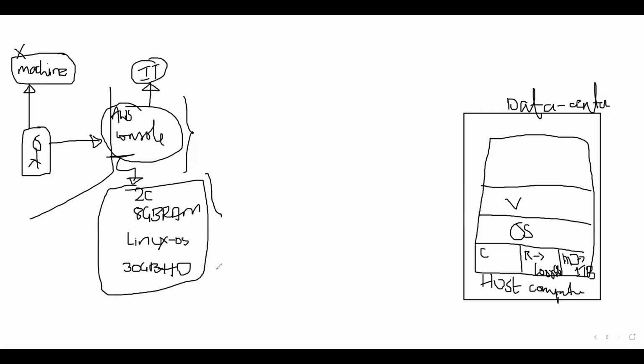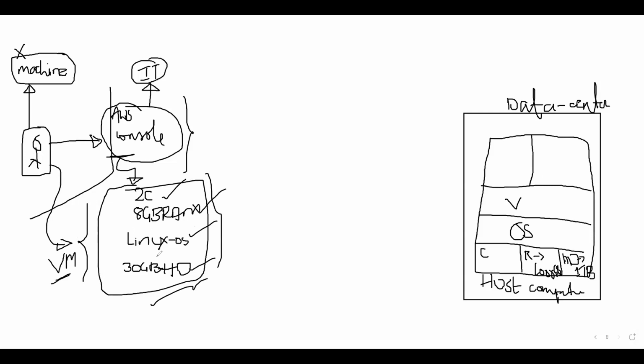So from where am I going to get all these resources? Of course, you get them virtually. You get your machine virtually, and that is what a virtual machine is. You get this machine with this combination virtually. But exactly where do you get all these resources, CPU, RAM, Linux OS, hard disk? From the host computer.